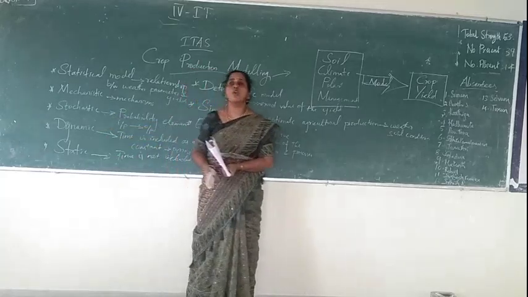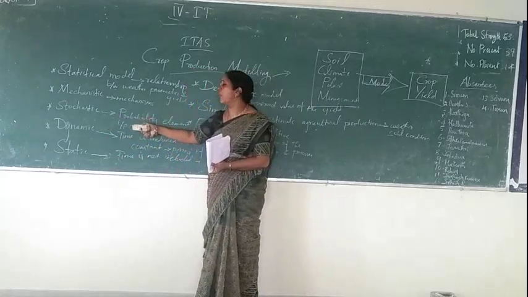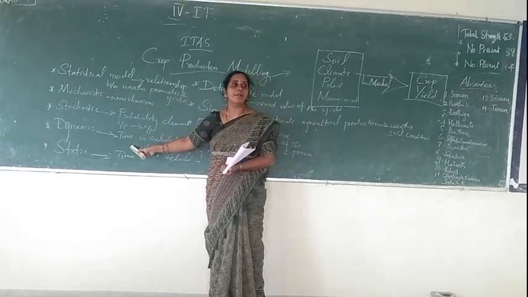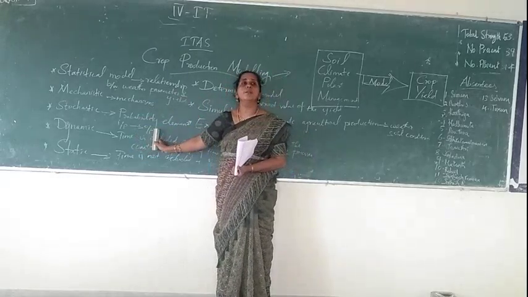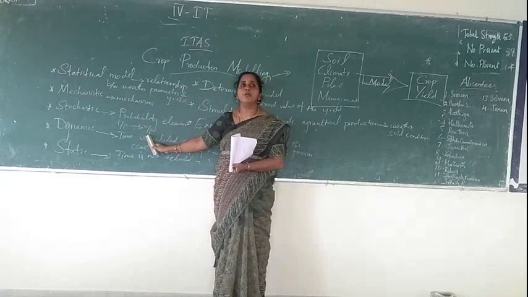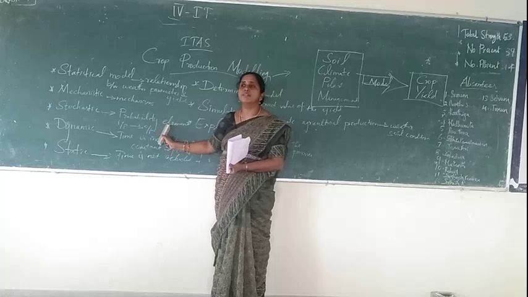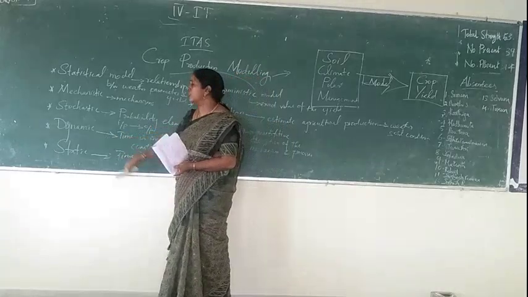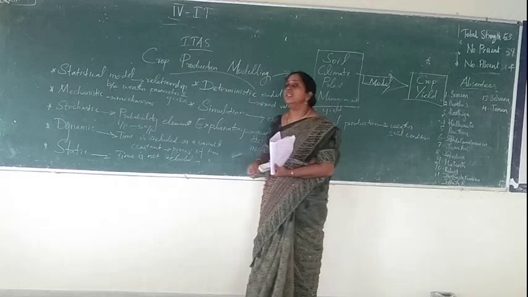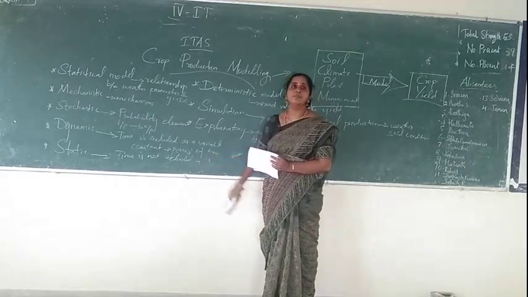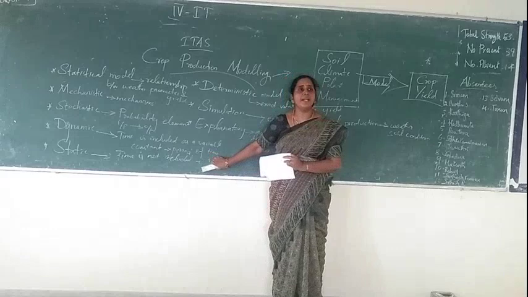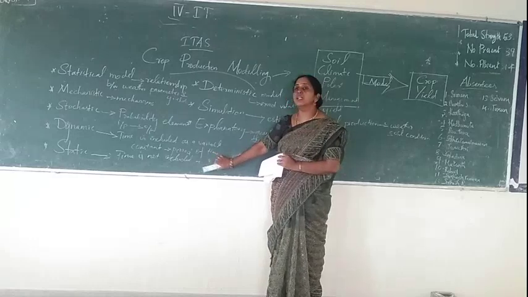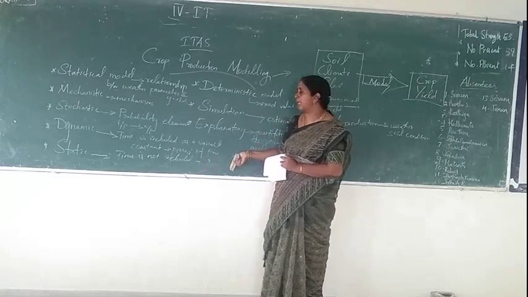The third is the stochastic model. In this model, a probability element is considered. It will represent a set of input parameters, so for a set of input parameters, it will determine the set of output parameters. The next model is the dynamic model. In the dynamic model, time is included as a parameter. Here both dependent and independent variables will have values that are constant over a period of time.